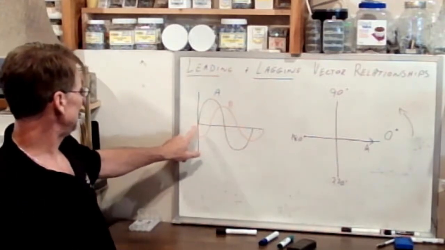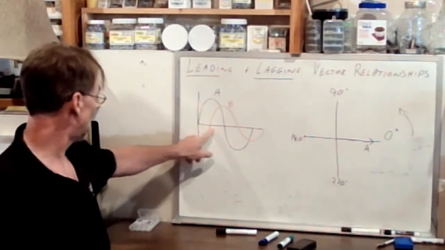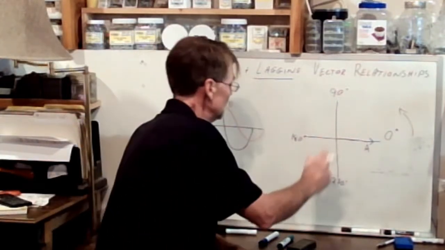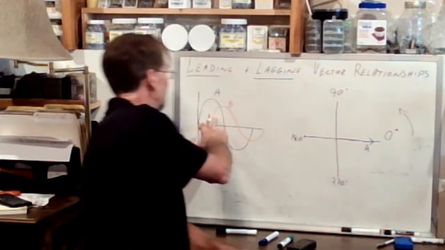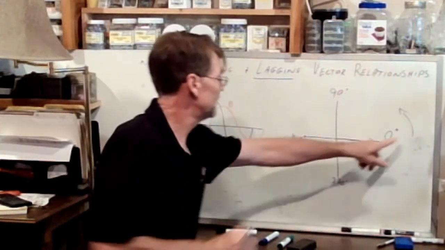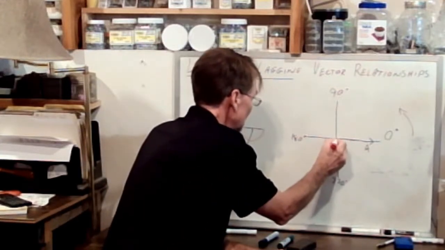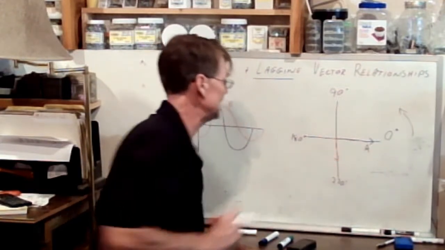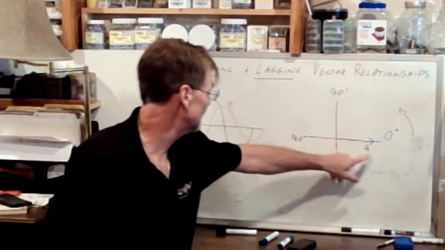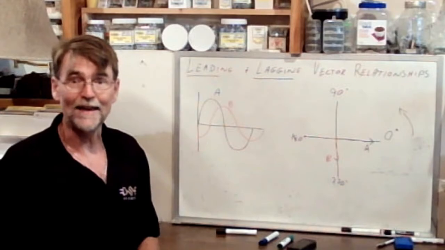Now, waveform B is delayed. It starts its sine wave 90 degrees after A does. And so I'm going to draw vector B lagging vector A by 90 degrees. So if this is forward direction, lagging behind means that vector B is going to be down there. So there's a 90-degree phase shift between vector A and vector B. And B is said to be leading A.